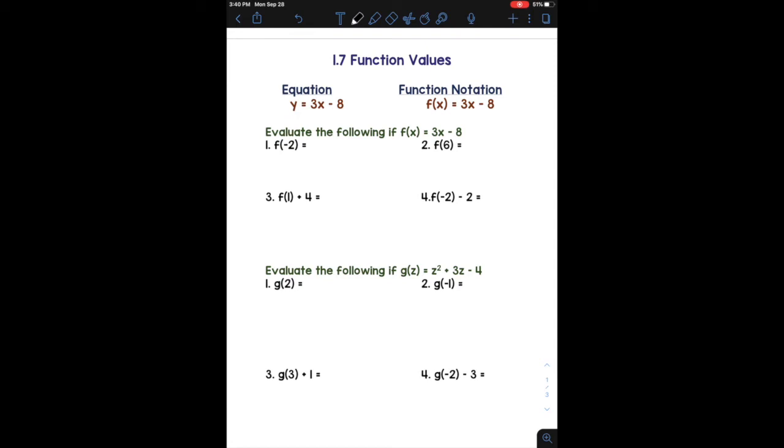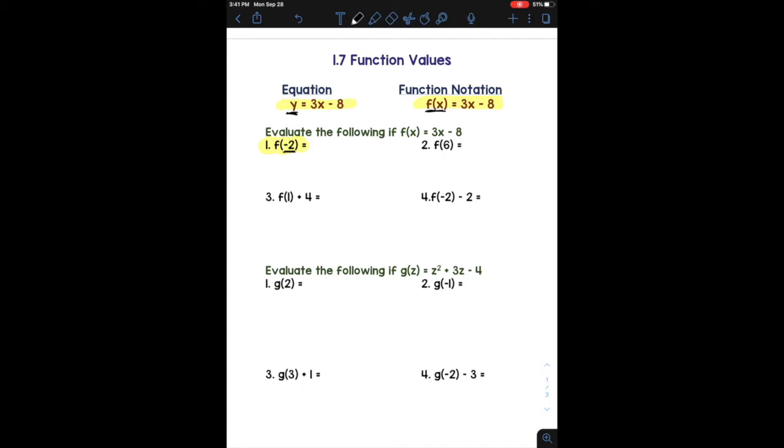The second part is evaluating functions. So this is when functions are in equation form, and we look at something called function notation. So function notation, right here, the way you would say that is f of x equals 3x minus 8. That is the same equation as y equals 3x minus 8. As you could see, instead of a y, we replace it with an f of x to show that yes, it is an equation and it also is a function. We are going to evaluate these functions given different values to plug in for it.